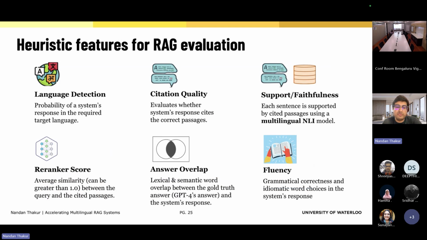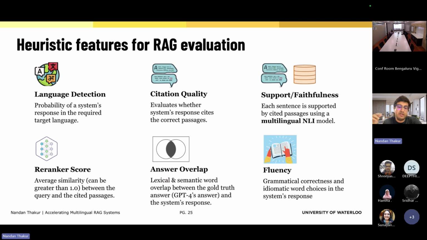These are certain heuristic features which I chose for RAG evaluation. We looked into multiple different aspects which have been followed in the literature, at least both for NLP and also for IR systems. We look into the language, whether the system outputs in the correct language or not, which is expected. The citation quality, whether it cites the relevant passages. Support or faithfulness, which means that the sentences which are cited, are they really supported by information present in the cited passage? Re-ranker score, which computes the re-ranker score between the cited passages and the query.